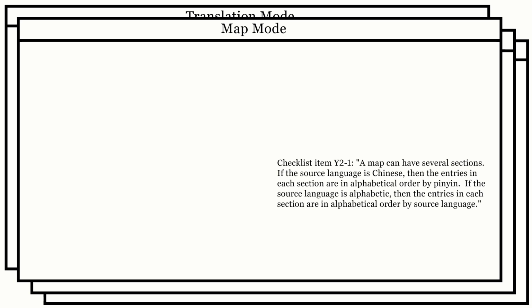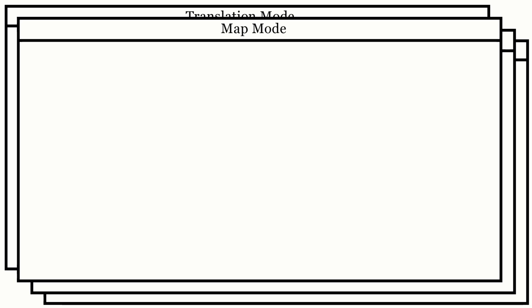Checklist item 2-1. A map can have several sections. If the source language is Chinese, then the entries in each section are in alphabetical order by pinyin. If the source language is alphabetic, then the entries in each section are in alphabetical order by source language. The language could be specified at the start of a save file. For example, a map from Chinese to English could have a save file that starts with the word Chinese to indicate that the source language is Chinese. And a map from French to German could have a save file that starts with the word alphabetic to indicate that the source language is alphabetic.